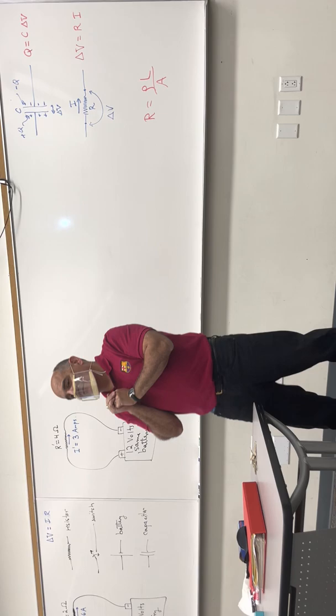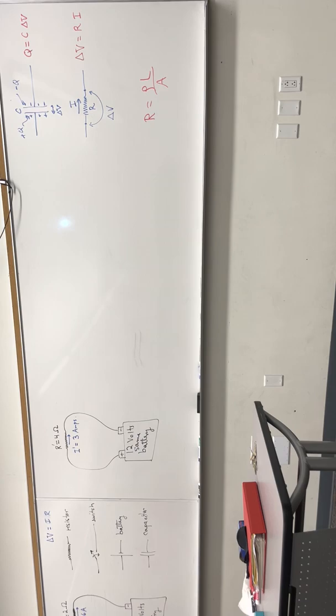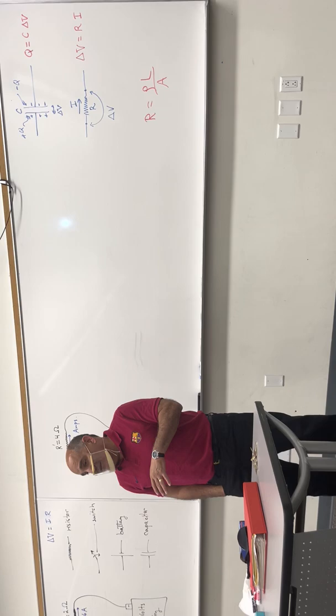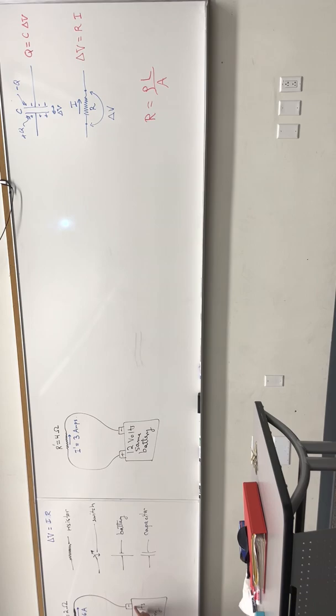So when you purchase a battery at the store, you don't go to the store and say, give me a 1.5 amp battery. Or give me a 5 amp battery. The rating is only in volts, right? They can only ensure what this voltage is. What the current is going to be will depend on what you connect to the battery.